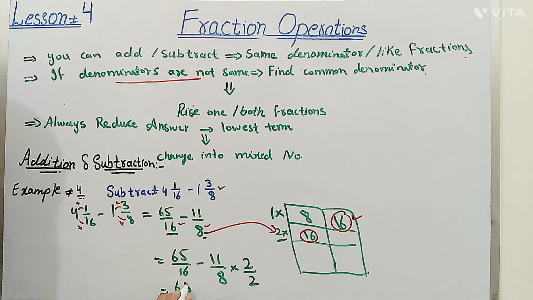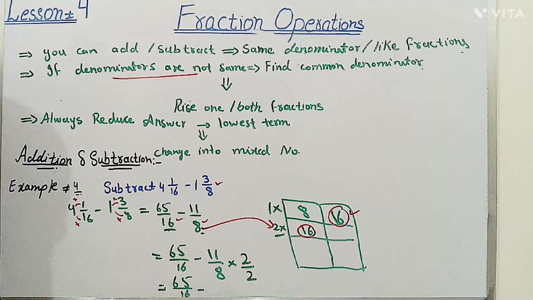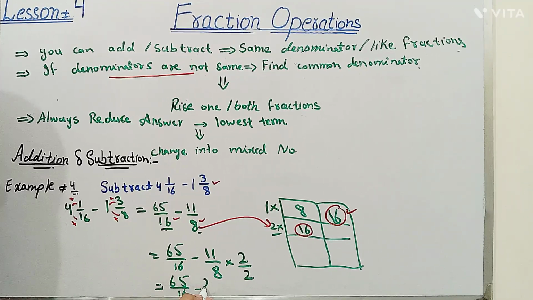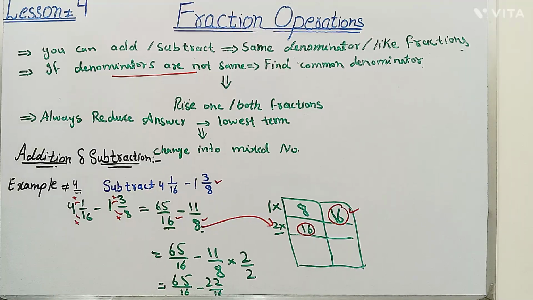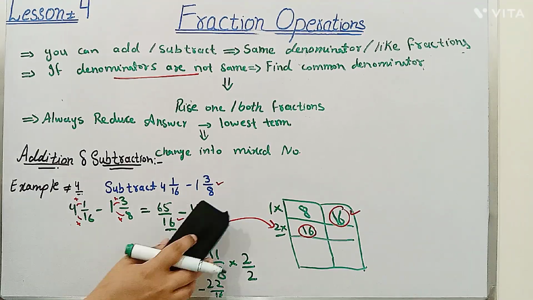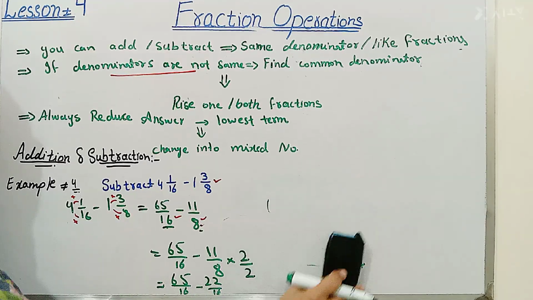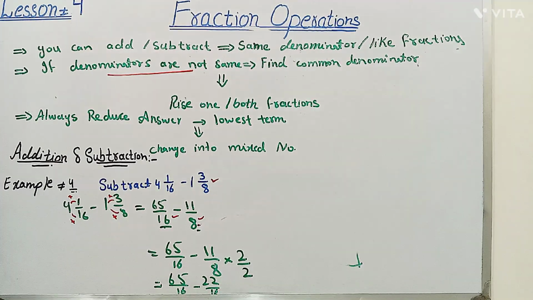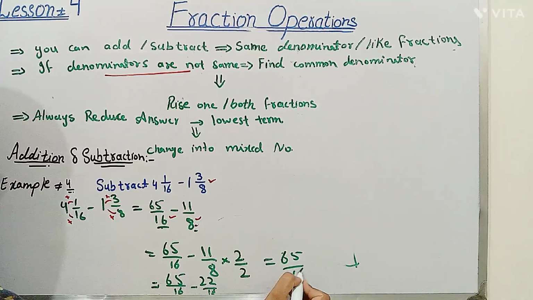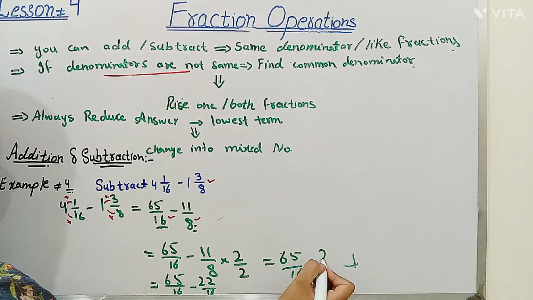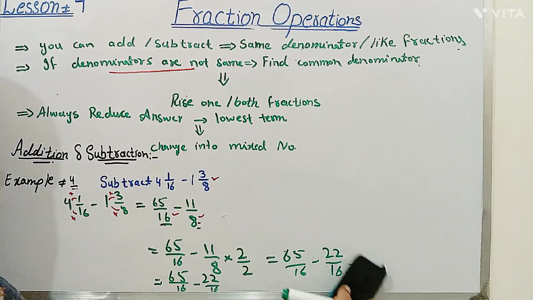So 65 over 16 minus 22 by 16. Now I wipe it, then you will not be confused for the next question. 65 by 16 minus 22 by 16.